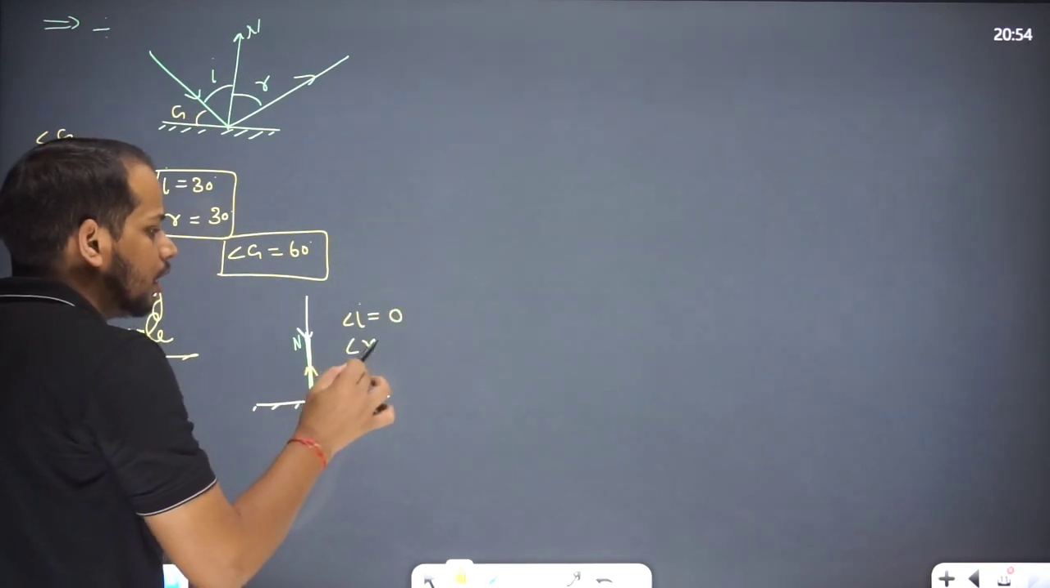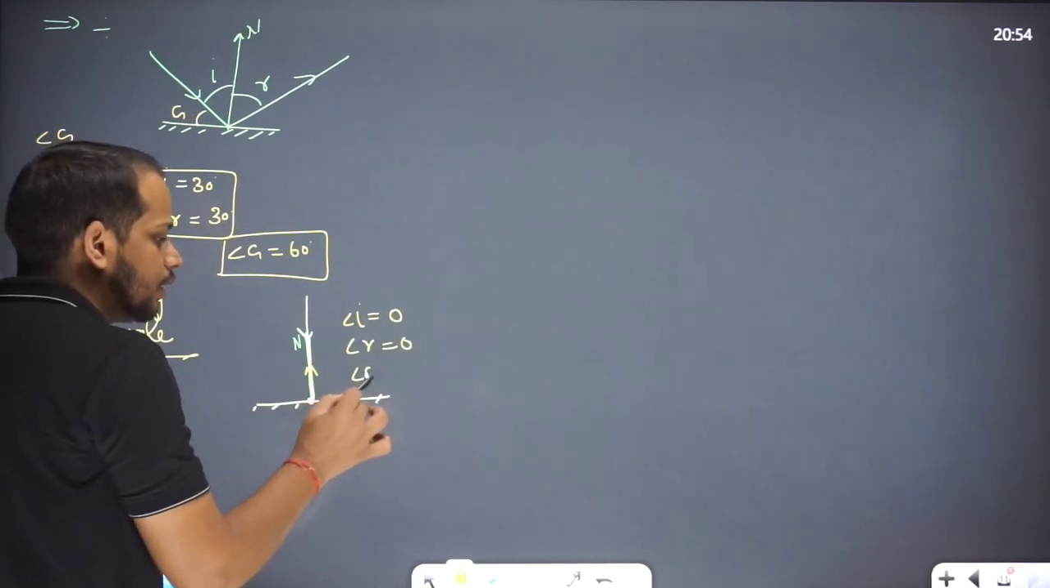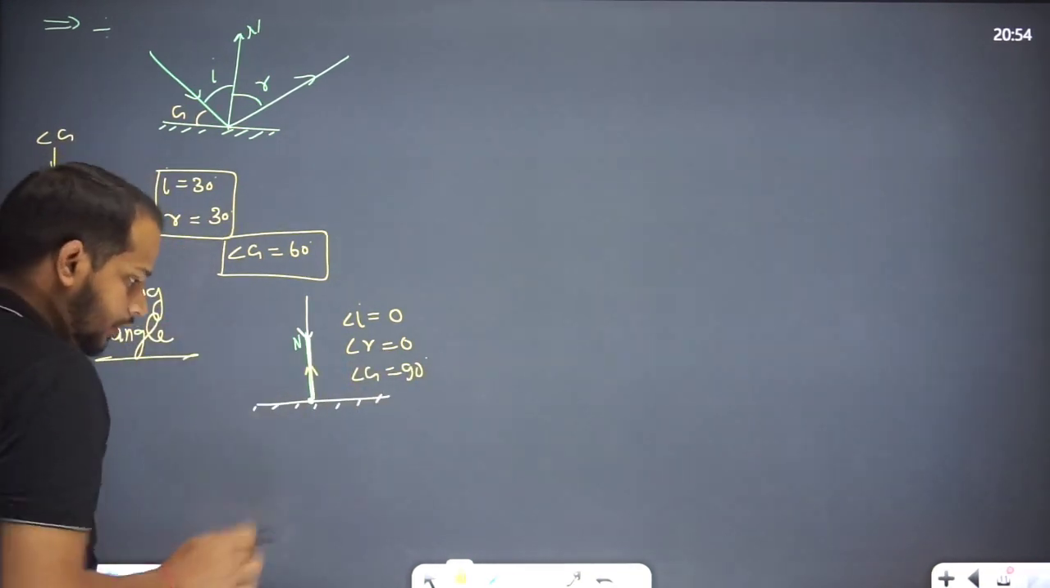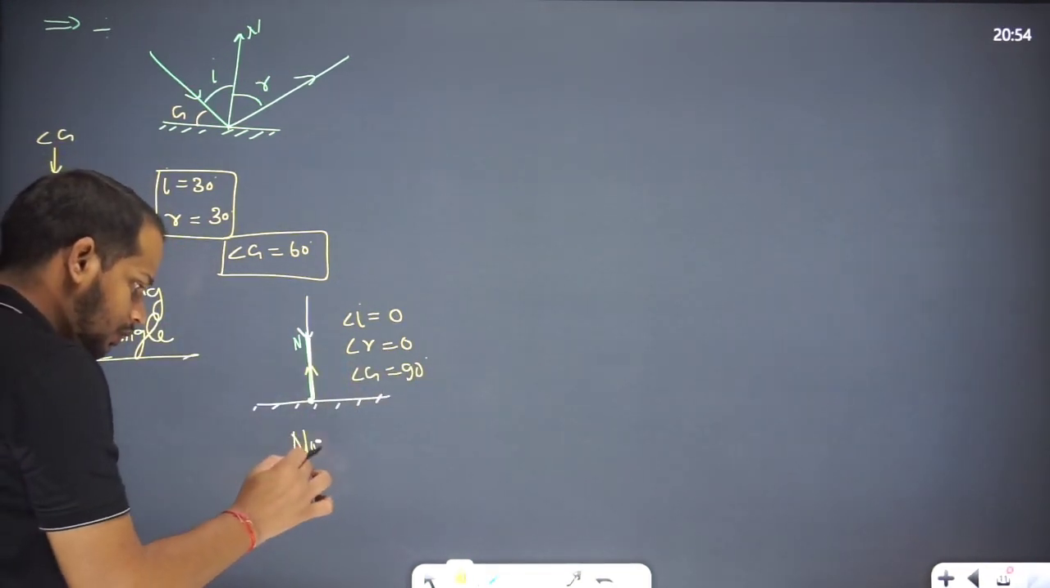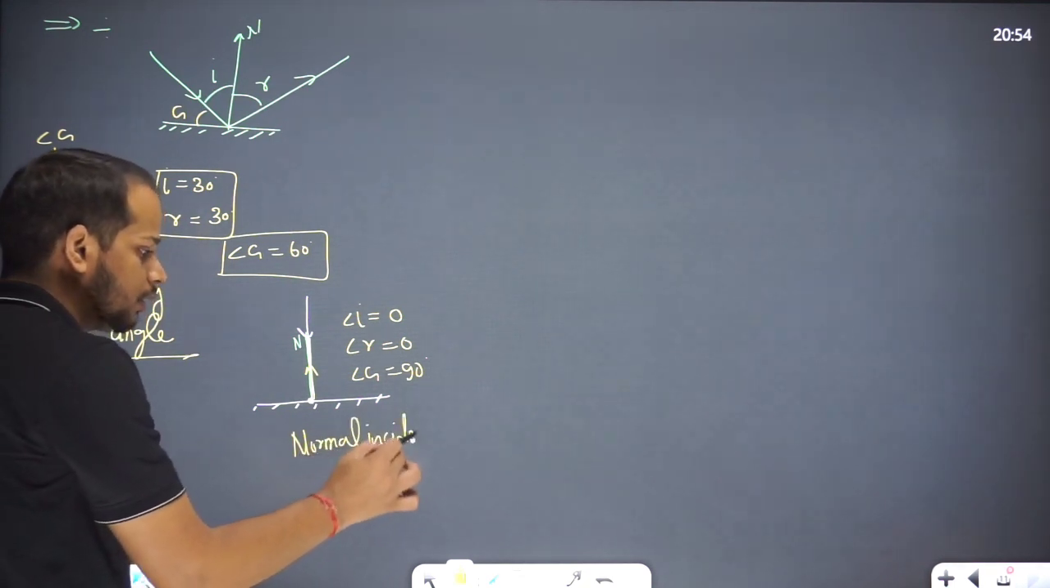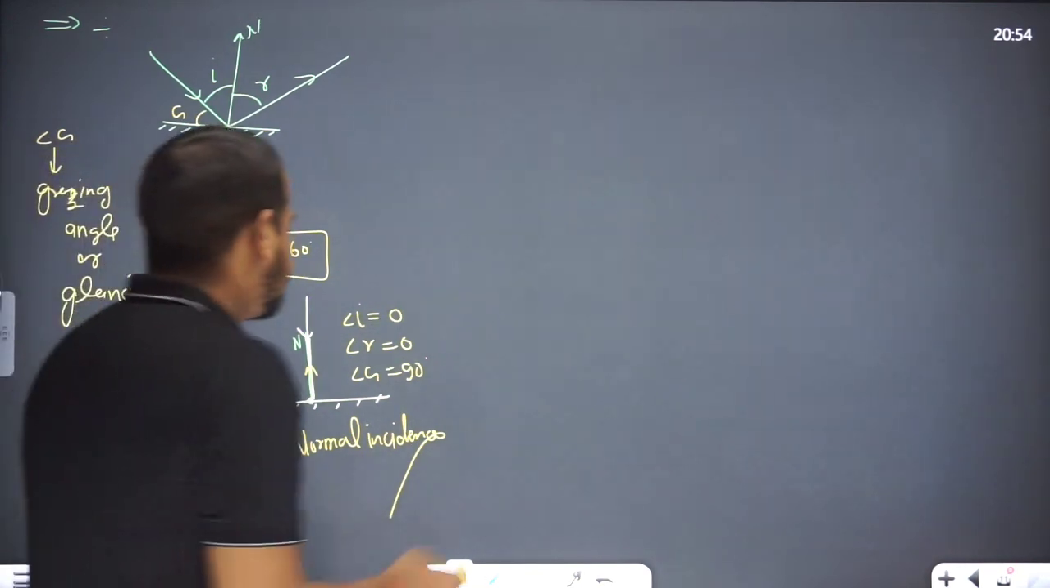What is R? What is the glancing angle in this one? 90 degrees, right? So we will see in this one, this is a normal incident. This is called normal incidence, right? Okay. Now let's see the next.